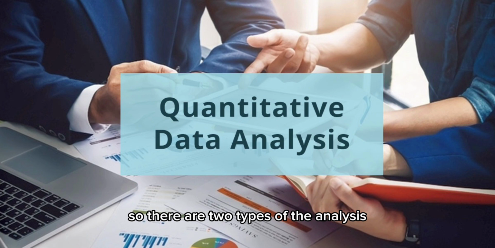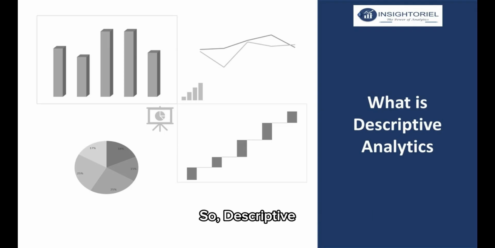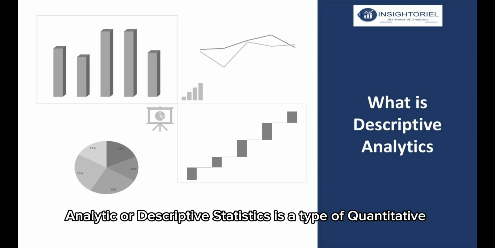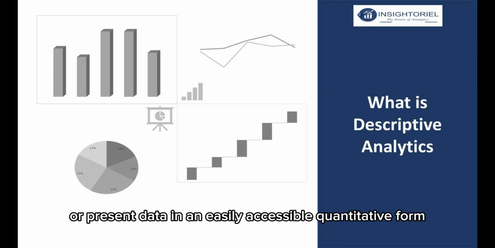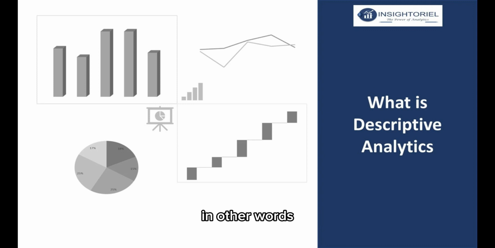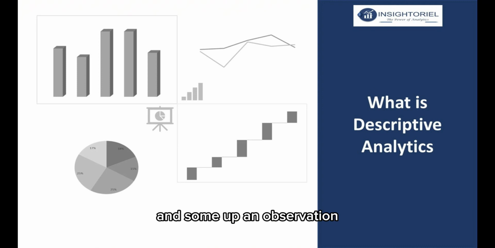So there are two types of data analysis. The first one is descriptive statistics, and the second one is inferential statistics. So descriptive analytic or descriptive statistics is a type of quantitative data analysis. It is used to describe or present data in an easily accessible quantitative form. In other words, this analytical process helps researchers to illustrate and sum up an observation.